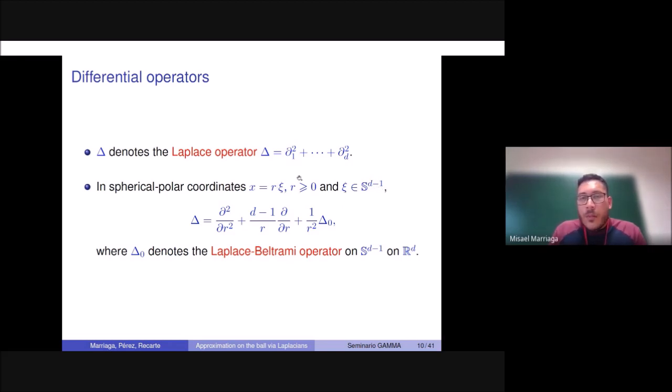Basically these are the spherical polar coordinates, and in these coordinates, the Laplacian operator has this representation where it has a radial part, and it also has a spherical part, which is this notation over here, and it's called the Laplace-Beltrami operator. It is a differential operator that acts on the spherical part of the variable, and it is just the restriction of the Laplace operator to the sphere.